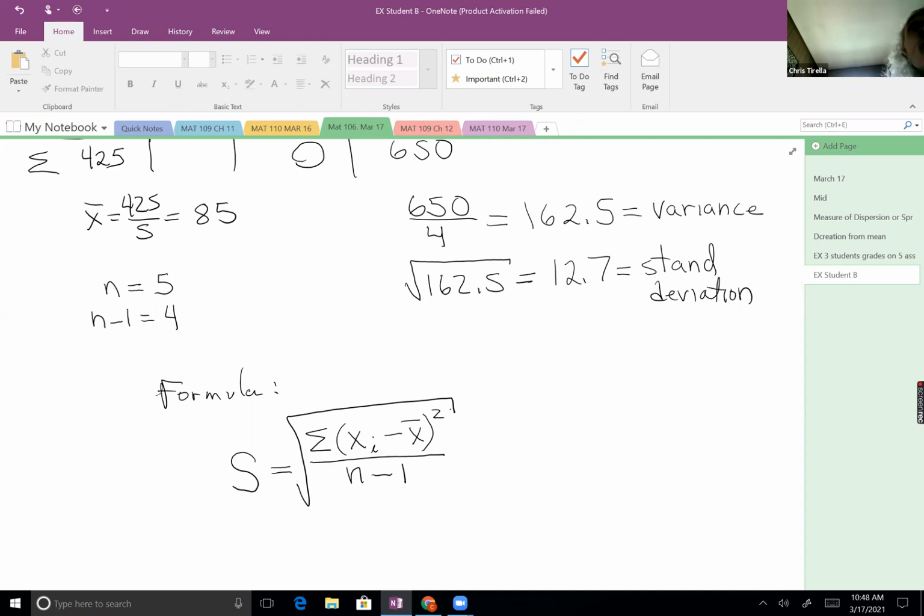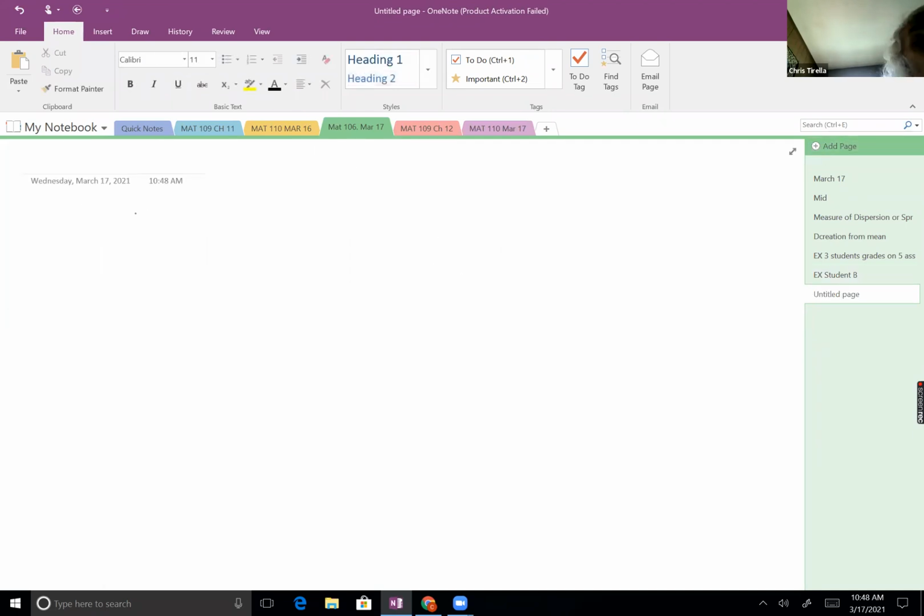You don't have to do a table, but I do think that putting those numbers in the table and subtracting and then squaring across just makes it easier than having to memorize this formula and substitute in and have this long string of numbers that we're adding and then taking the square root. So what do you think? We've got 2 minutes left. In the remaining 2 minutes, let's see if you can find the standard deviation for student C.